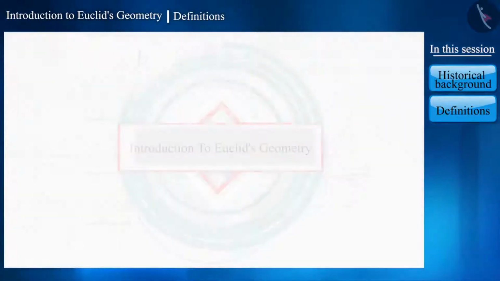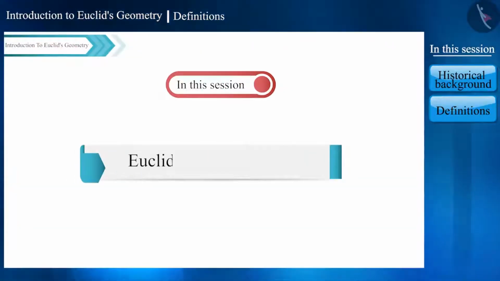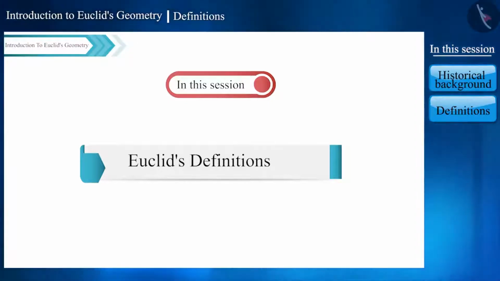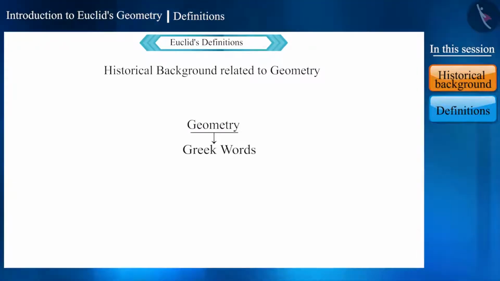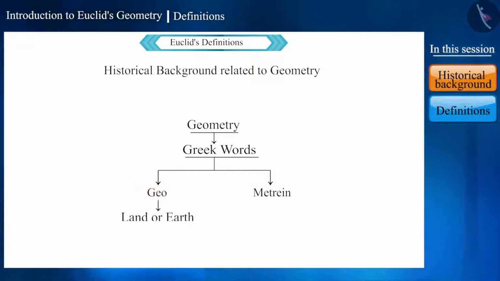Euclid's definitions. In this video, we will discuss Euclid's definitions. Let's begin with some historical background related to the origin of geometry. The word geometry originated from the two Greek words, geo and metrin. Geo means earth or land and metrin means to measure. From this, it seems that the word geometry originated due to the need to measure land.